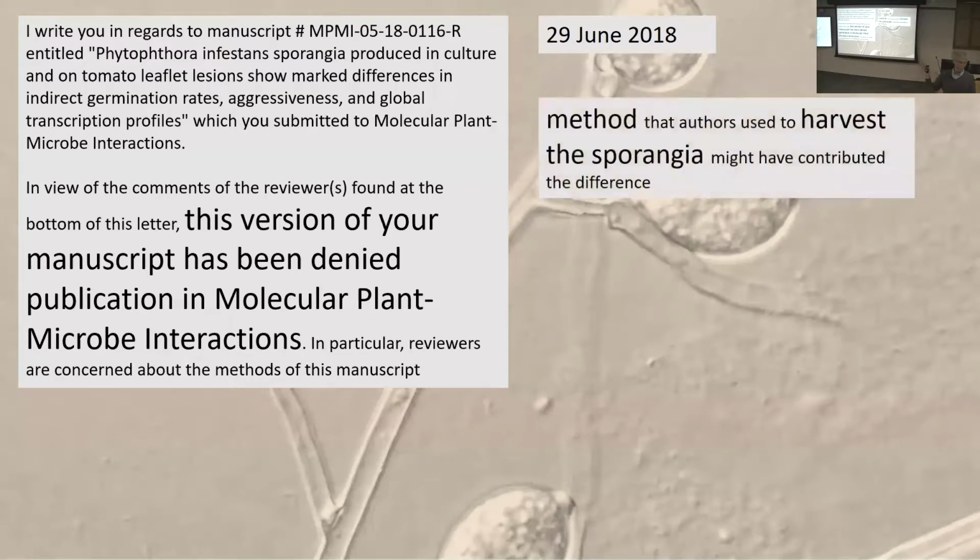Again, I went crazy, right? Because we had done everything that the reviewers had said. So I'm going to show you next the comments from this second set. It was a different set of reviewers this time from the first time. The method that our authors used to harvest the sporangia might have contributed to the difference. So what the reviewer was suggesting is that when we rubbed the plate to get the sporangia off the plate, we got nutrients which would prevent indirect germination. And they completely cited the wrong supporting article for this.